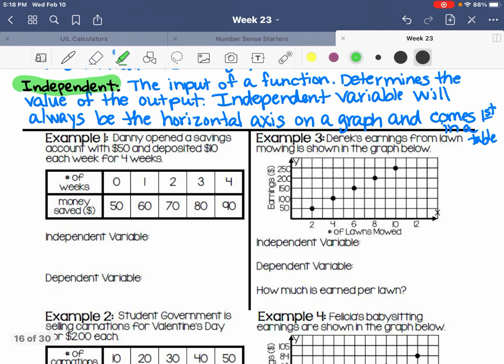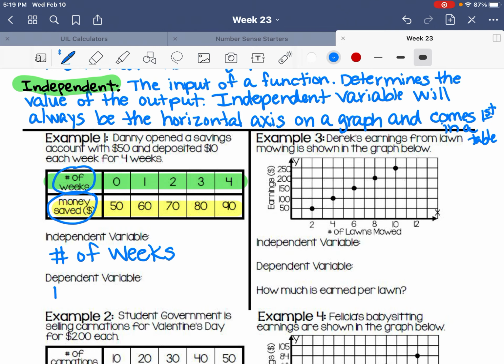Example 1, Danny opened a savings account with $50 and deposited $10 each week for 4 weeks. Now here's the table. On the top it has number of weeks. On the bottom it has money saved. All we need to know right now is what is the independent variable. And as I told you, the independent variable comes first. So that tells me that the number of weeks on the top of the table, that part is the independent variable. And then the total money saved on the bottom, that's the dependent variable.